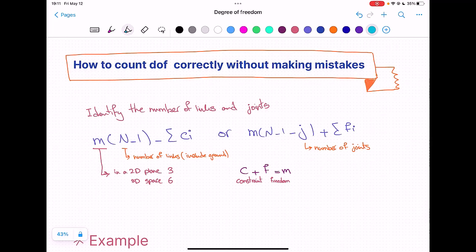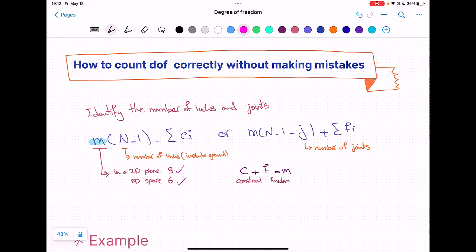In both equations, we have a parameter named m, which represents the maximum degrees of freedom in either a planar robot or a spatial one. If you are working with a two-dimensional workspace, this value is equal to 3. And if you are working in a three-dimensional workspace, we have 6 degrees of freedom.